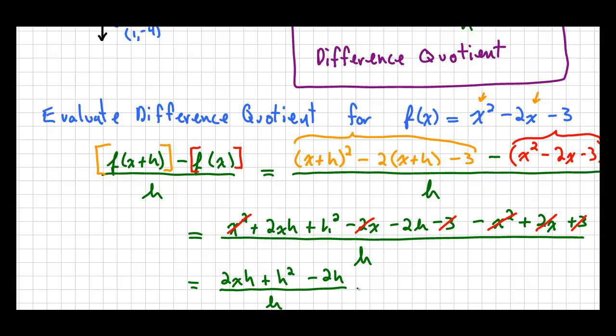all over h. And since they all have an h in it, we can factor that out as a common factor. So I'm going to say h times, in parentheses, 2x plus h minus 2, close parentheses, all over h equals, right, that'll reduce, the h is reduced to just 1, and you end up with our difference quotient. So the difference quotient for this function is 2x plus h minus 2.